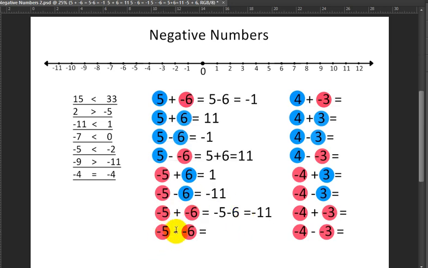Here we have minus 5 minus negative 6. And rule 2 states that subtracting a negative is the same as adding the positive. So minus 5 minus negative 6 becomes minus 5 plus 6. And we have already done minus 5 plus 6 up here, and we saw that it made 1.